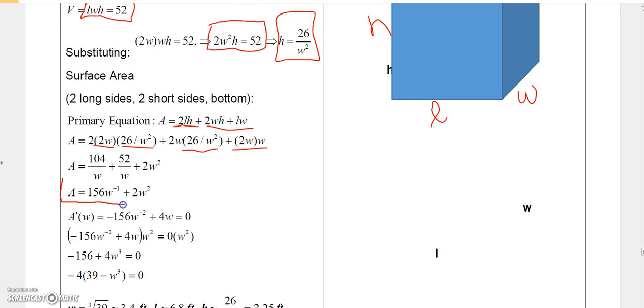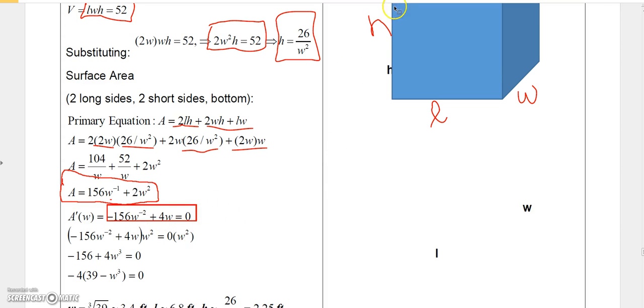Instead of putting 156 over W, I'm going to do what I did on the previous problem and write that as 156 times W to the negative 1 to make it easier to differentiate. Now if I take the derivative of this, I get my A prime to be minus 156 W to the negative 2 plus 4W. And then if you set that equal to 0, you'll get minus 156 W to the negative 2 plus 4W equals 0.